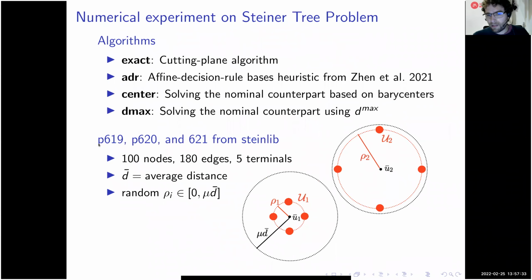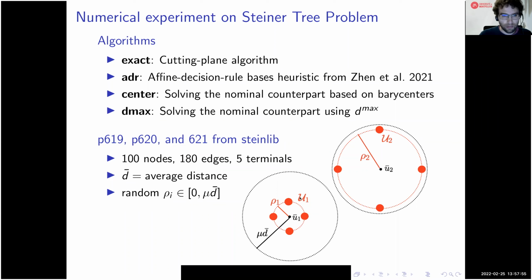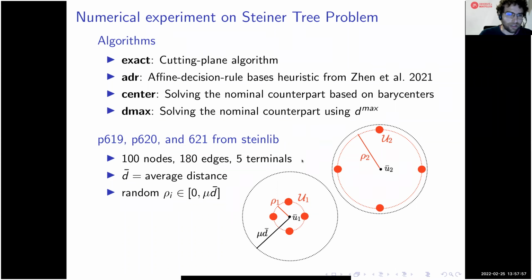So we have assessed those algorithms on some Steiner tree problems inspired by the literature. So we have compared the exact algorithm that I showed you a few slides ago, the affine decision rule, which I mentioned when talking about the previous work, and the 2 heuristics that I just described, okay? And this is the description of the instances. I will not go into the detail. Essentially, it's inspired by SteinLib, and we have some way to generate uncertainty sets.